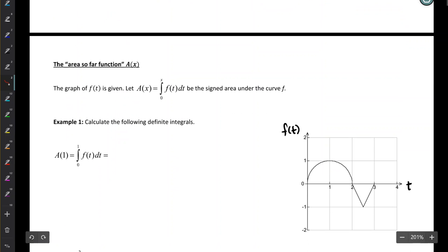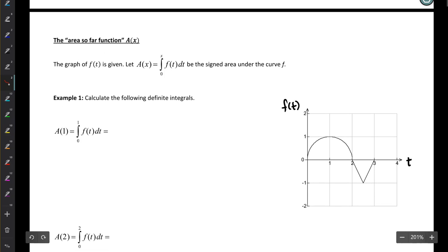I'm going to introduce a function to you. You can think of it as the area so far function. So the graph of f is given here, f of t. And then A of x is a function of x, right? X is up here in that limit of integration. It is calculating the area under the curve f as x goes from 0 to wherever we want to stop it. All right, so first find A of 1.